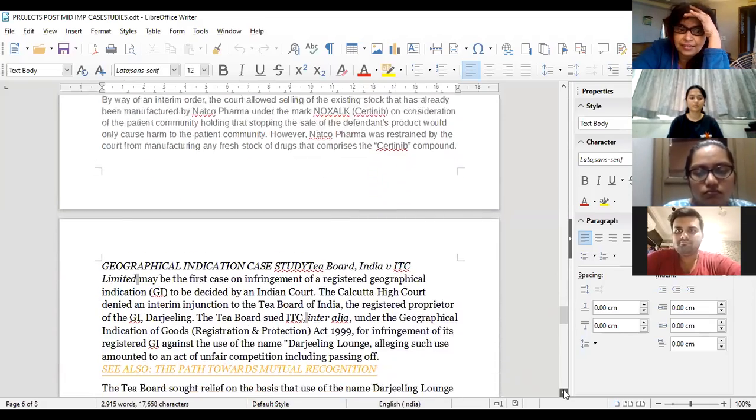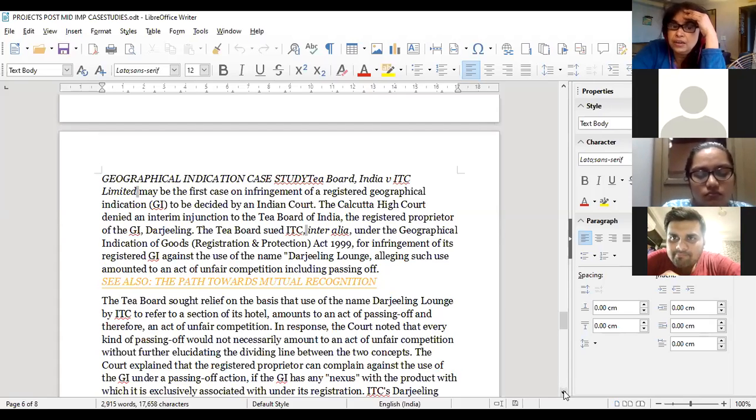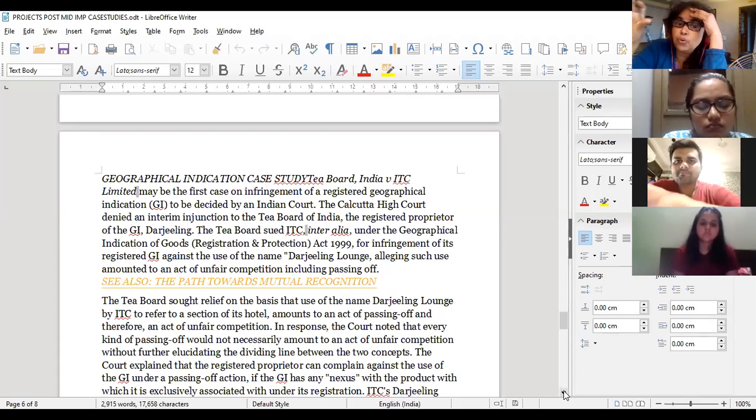And this is the case of Tea Board India versus ITC Limited. The first case on infringement of registered geographical indication. I told you it's very easy to remember. The Kolhapuri chappal is related to Kolhapur. Similarly, the word Darjeeling was used by a five-star hotel as a room for high branded customers. If you want to stay in this, you will have to pay extra.